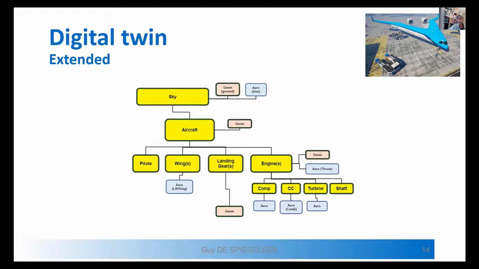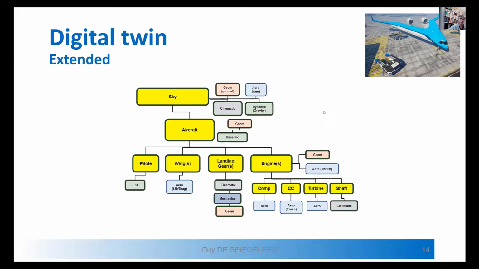And I continue this way. I can introduce some other physics like kinematics, dynamics, mechanics, or acoustics, or control, and so on. So this is the extended digital twin. And now let's come back to the connection of this device to the other parts of the digital twin, like the digital mockup.